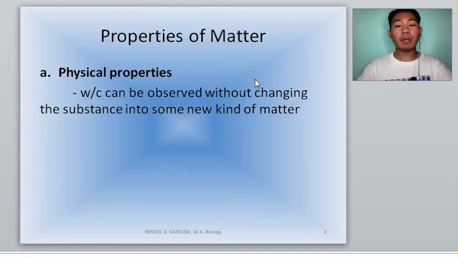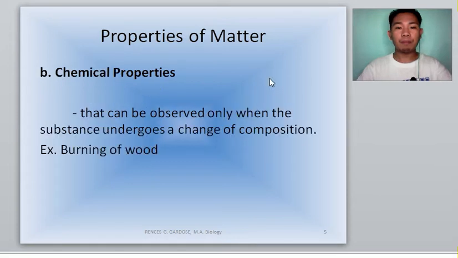We have several properties of matter. One is its physical properties. Physical properties of matter can be observed without changing the substance into some new kind of matter. For example, tearing of the paper. Number 2, we have the chemical properties. Chemical properties can be observed only when the substance undergoes a change of composition. An example of this will be the burning of wood.